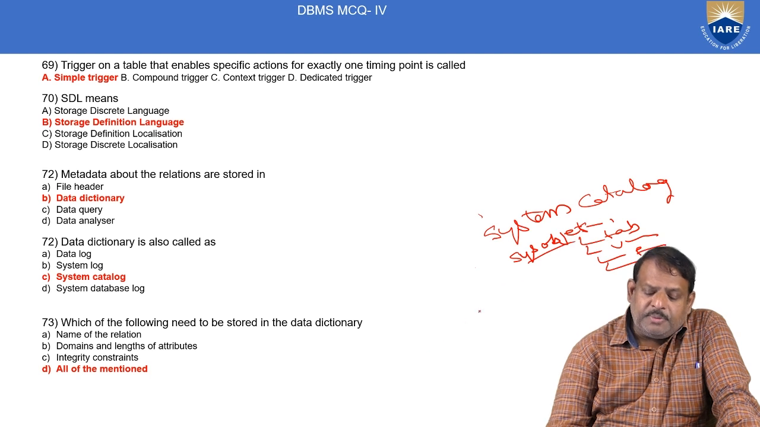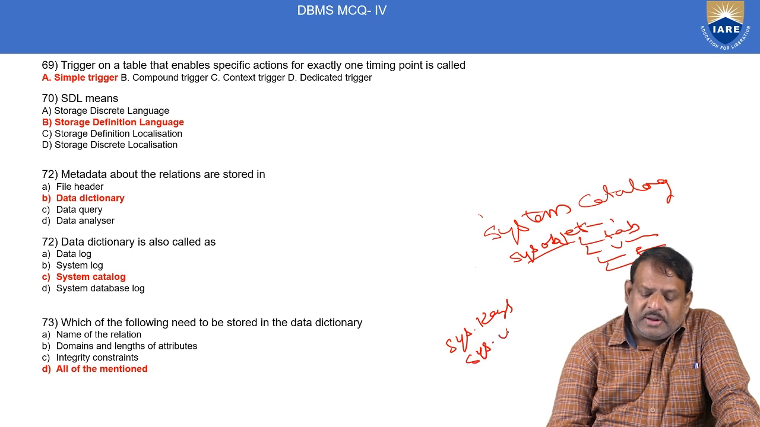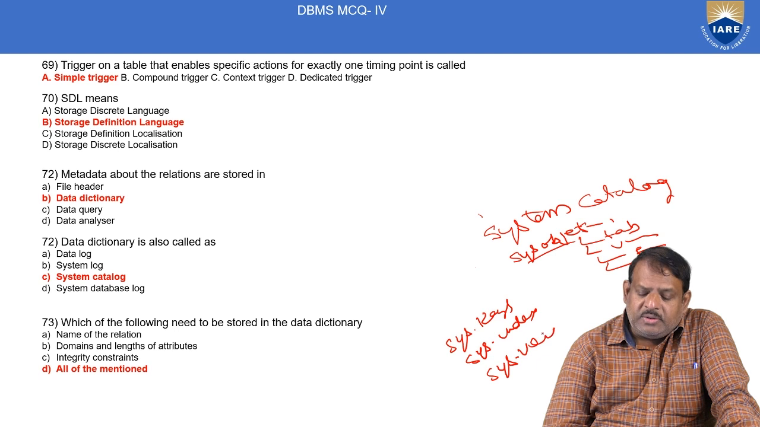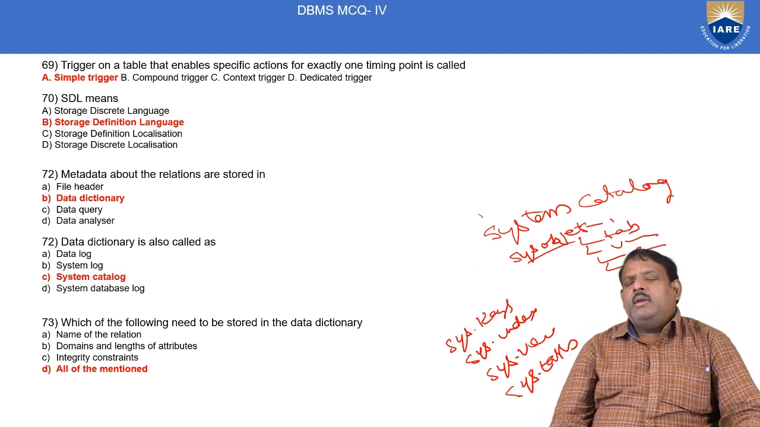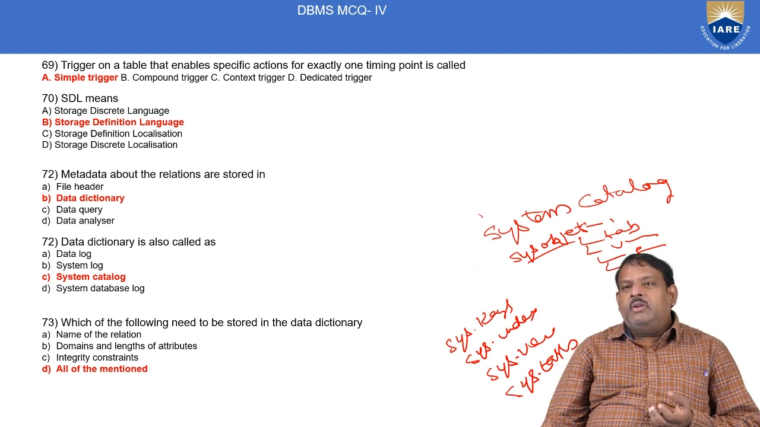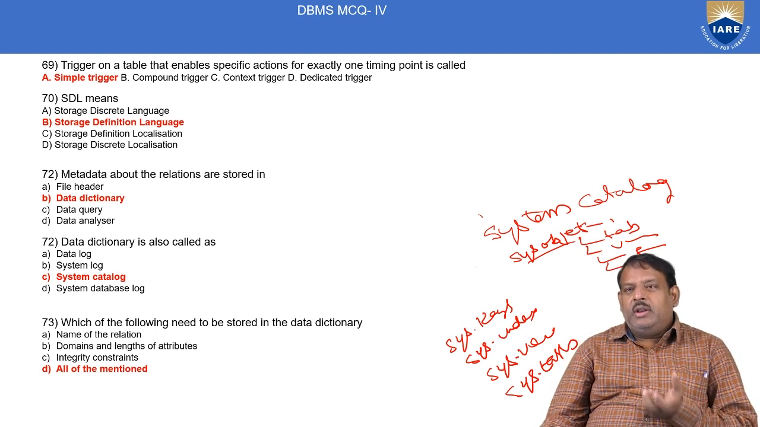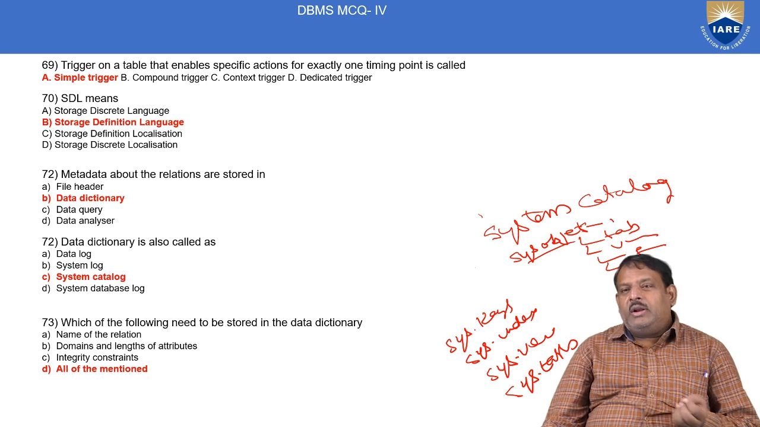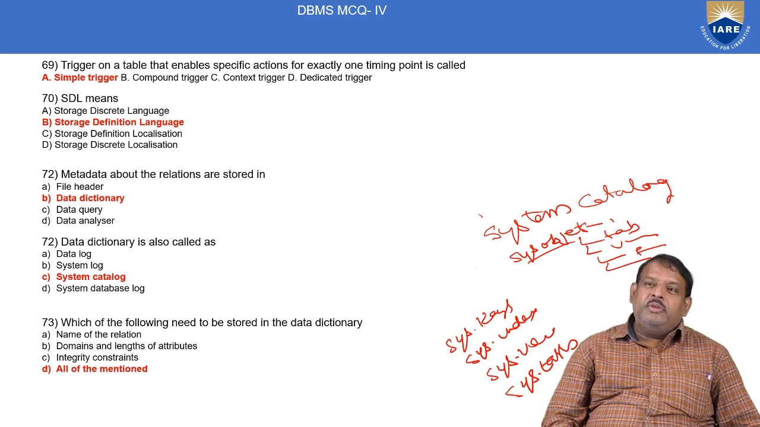Then we also have something like sys.keys, sys.indexes, sys.views, and sys.tables. So there will be many tables. Even when you're given a blank database, you're given a DBTU. Suppose you have to get information about these particular tables, how these tables are related.